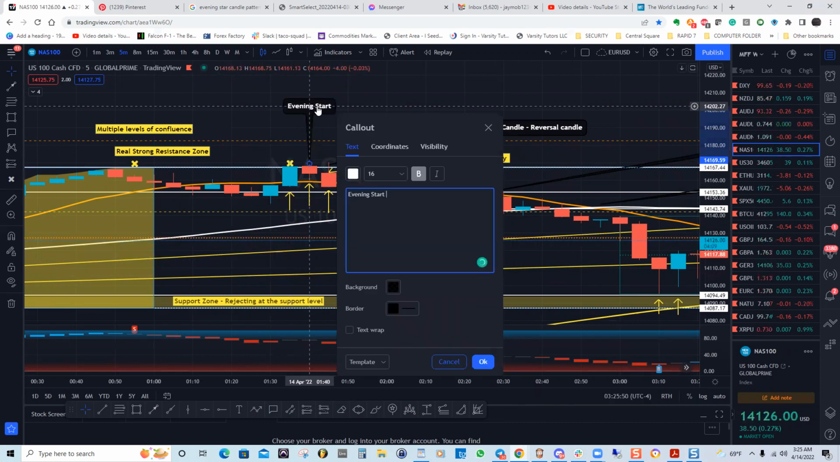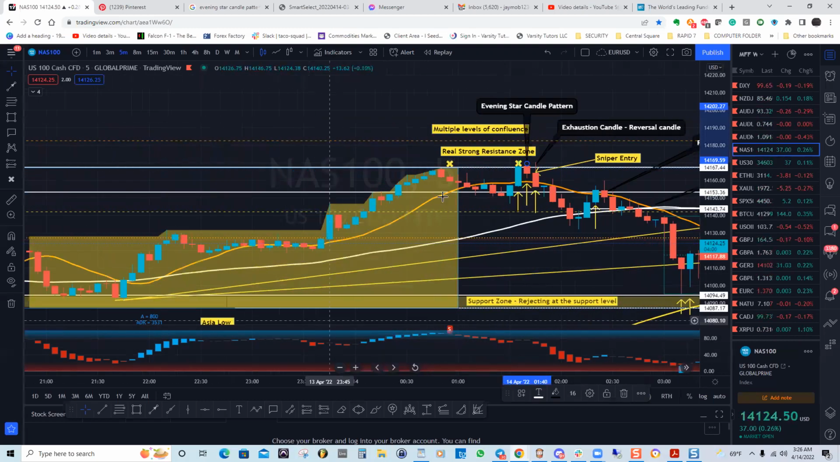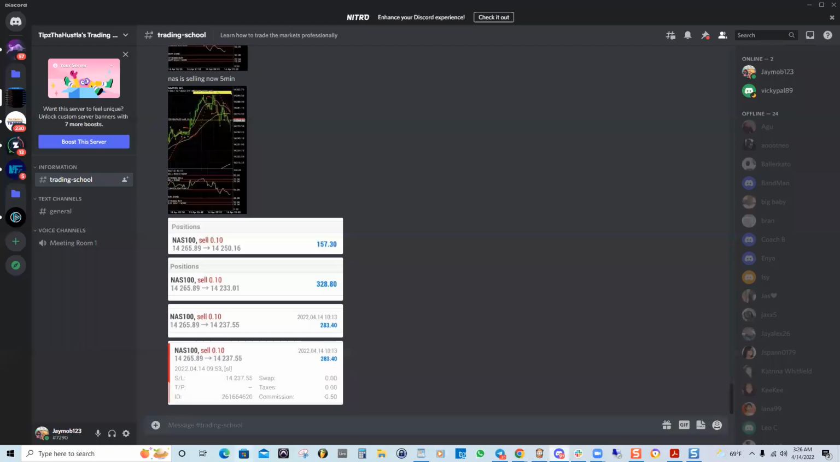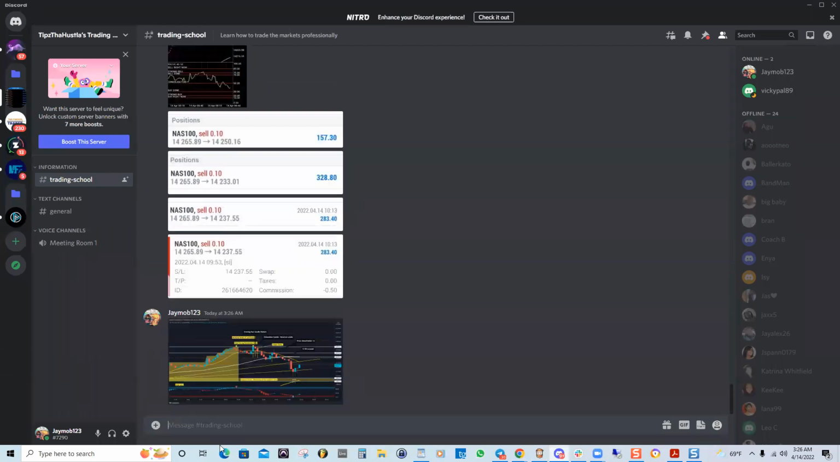Evening star candle pattern. Because what does that tell you? That's telling you that it's a reversal. And what did price do? It reversed. You can clearly see that it came up here and reversed right here, right? So that's the question that I have for the group. I'm going to print this in the chat and see if someone can tell me what this is. Do you know? You guys know? Anybody know?